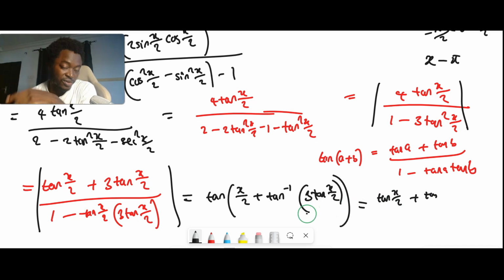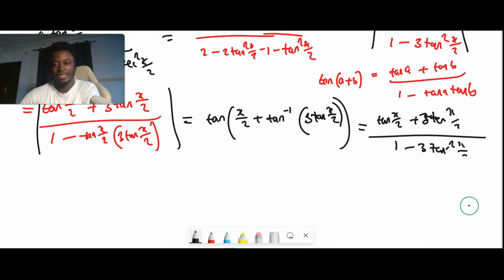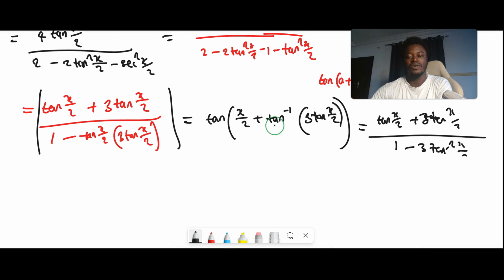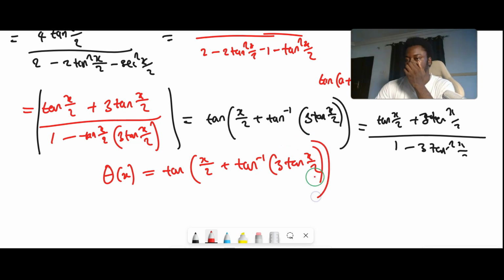Now, tan of tan inverse would cancel out. So you have a 3 tan of x over 2. Okay, and then you have a 1 minus 3 tan squared of x over 2. So you see that our theta of x has been simplified greatly, like so much. Now we can write theta of x to equal tan of what? x over 2 plus tan inverse of 3 tan of what? x over 2, which is a whole lot of progress because everything now is in terms of tan.